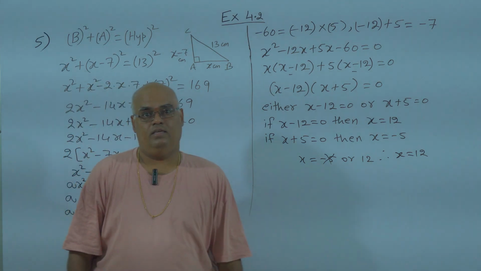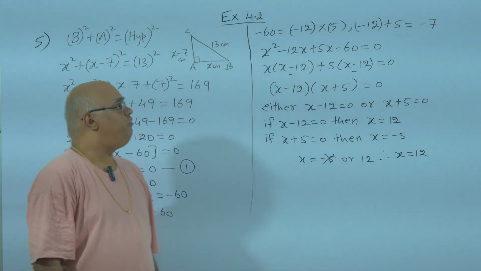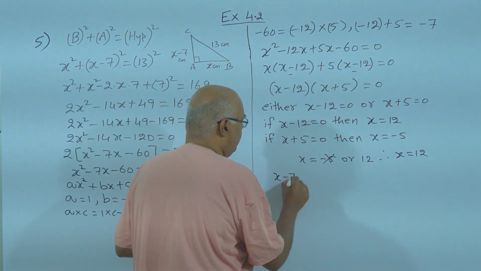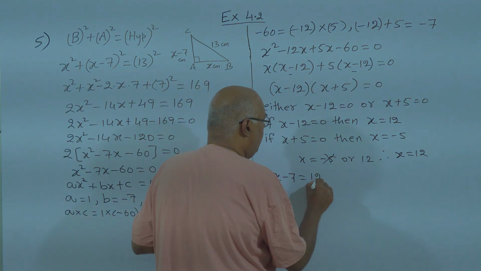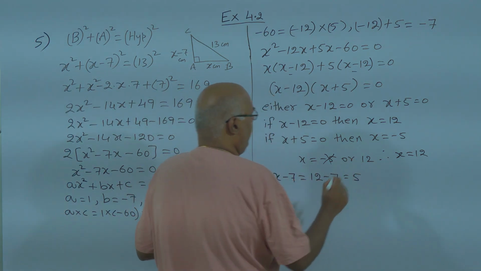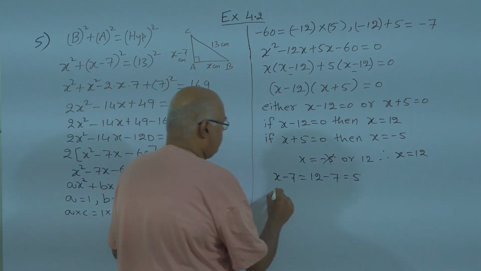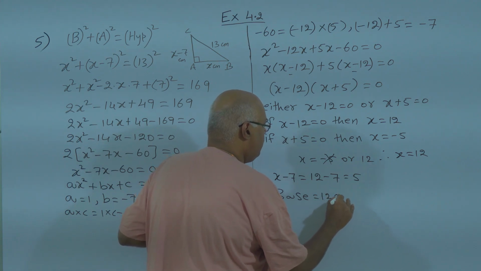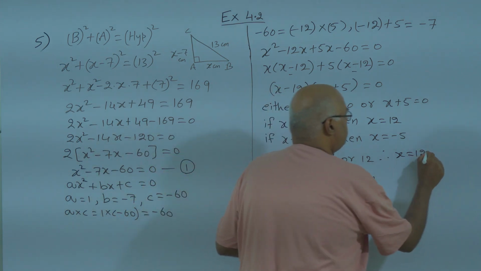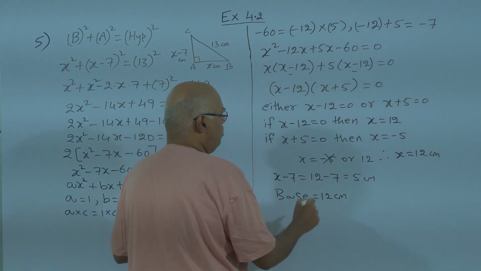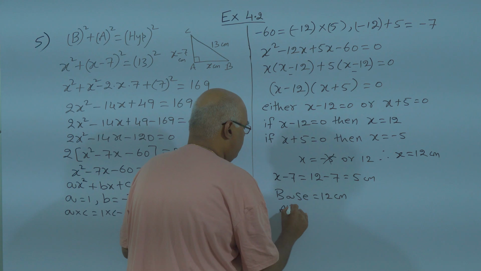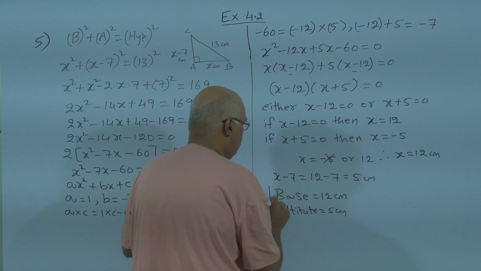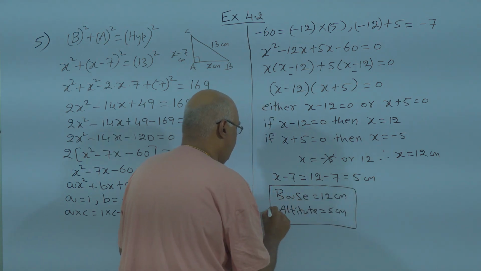We got the base, that is the value of x. Now we need to find the altitude. We know that the altitude of the given right angle triangle is x minus 7. So x minus 7 is equal to 12 minus 7, which is equal to 5. Therefore, the base of the right angle triangle is equal to 12 centimeter, and the altitude is equal to 5 centimeter. So this is our required answer.